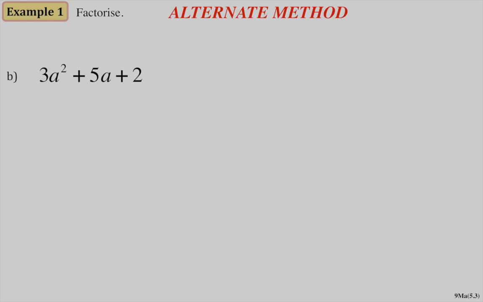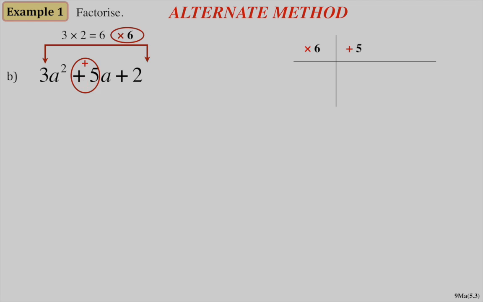Now let's talk about the alternate method. I don't care which method you use. What I need is you to understand what you're doing. So let's actually have a look at this question. We've got the two outside numbers. 3 times 2. 3 times 2 is 6. So I need numbers that times to give 6 and add to give 5. That's exactly the same way that I did this same question when I was using the grouping in pairs splitting up method.